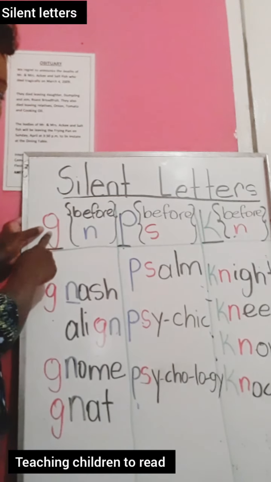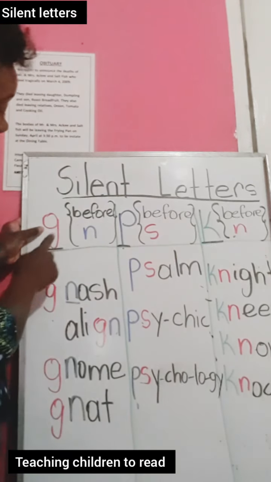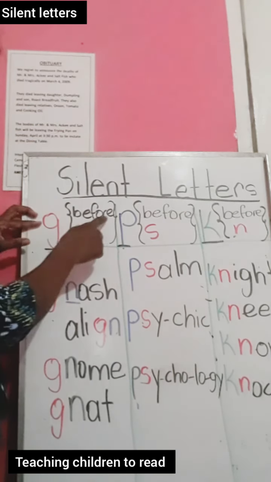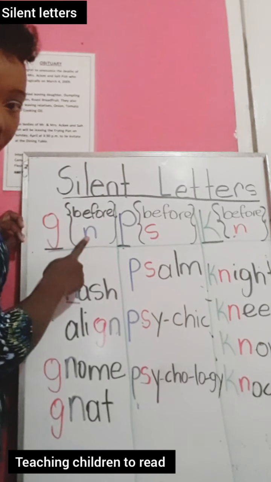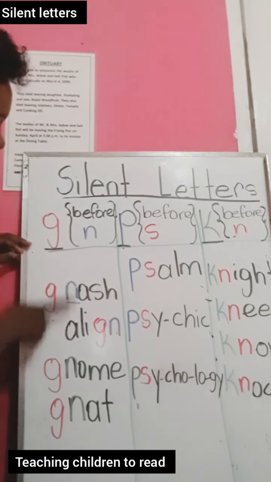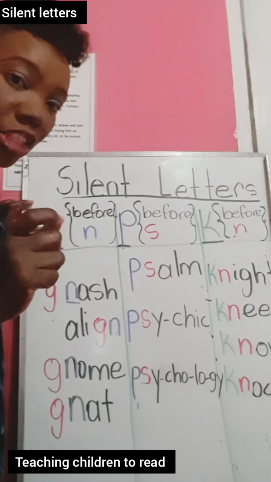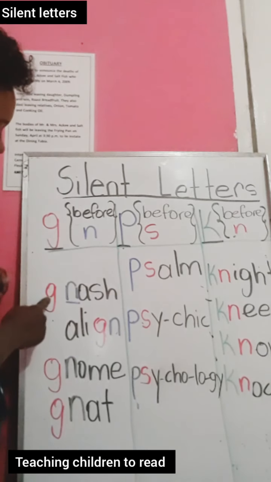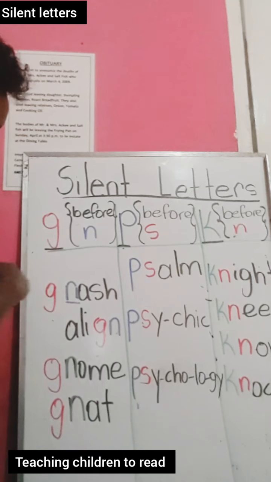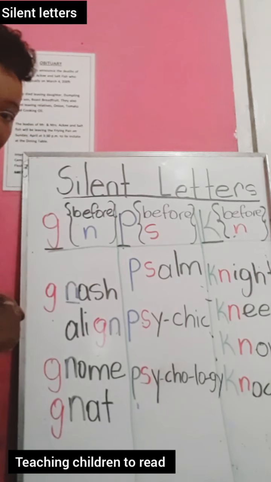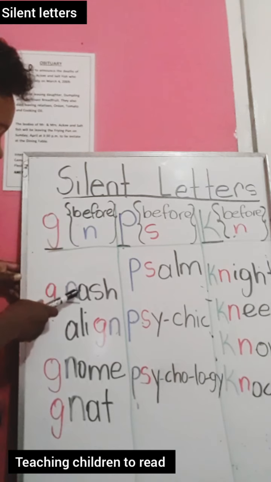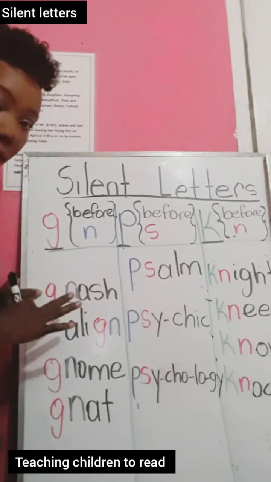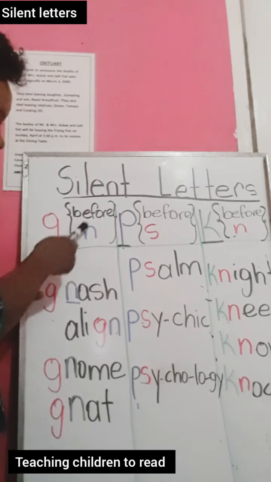Now let's do silent G first. You can take down the chart. Now in a word, when G comes before the letter N, it is silent. So the words that normally have a silent G have the letter N after it. So let's see these words. So in this word, there is the G and there is the N. Before the N, there is G, as the rule says. You have to write G first, so that's why they say G comes before it.